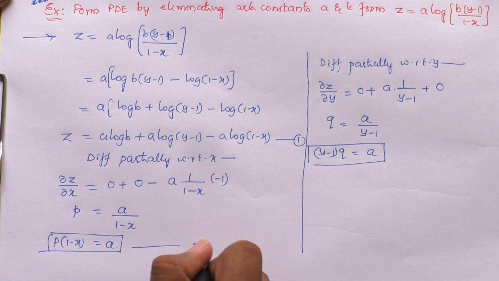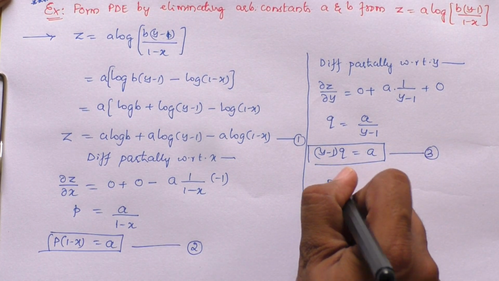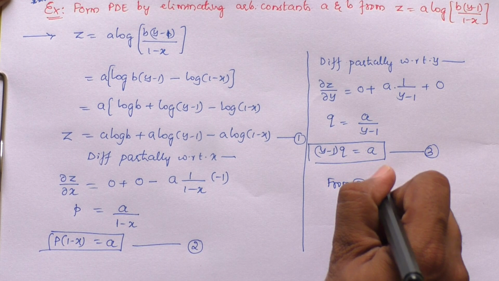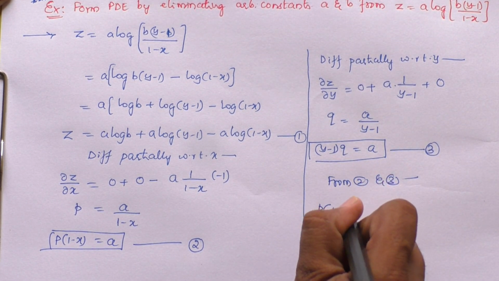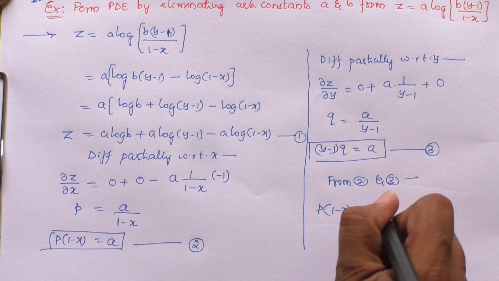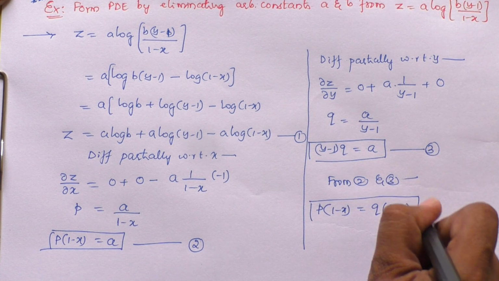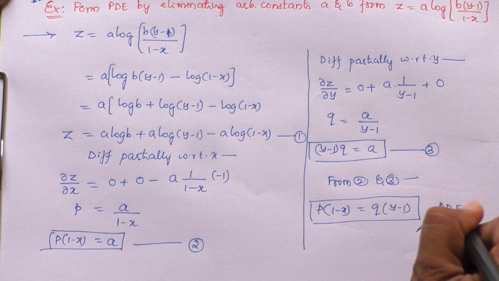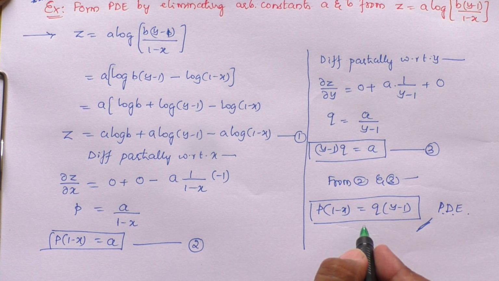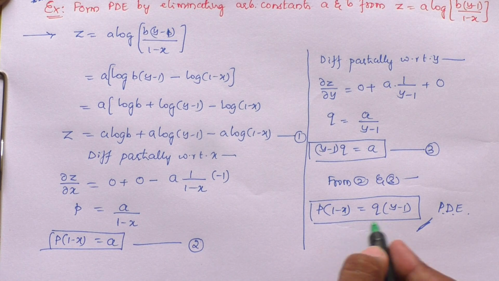So take this as 2, the previous expression, and this one as 3. So from 2 and 3, what we get is p into 1 minus x is equal to q into y minus 1. So this is the required PDE which we got through partial differentiation and which does not have the arbitrary constants a and b.